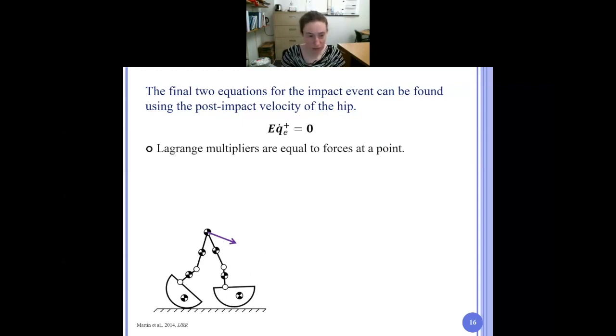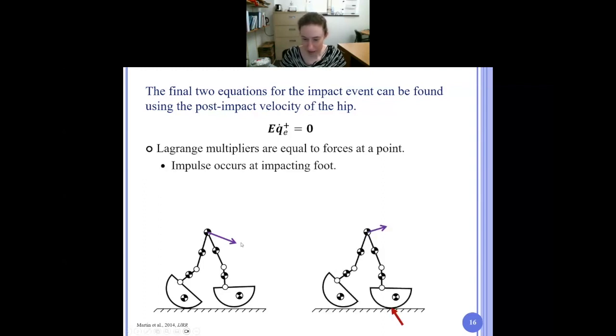So just before impact, the back foot is in contact with the ground, and the center of mass velocity is down and to the right. Then just after impact, we've had an impulsive force acting on the front foot because the front foot slams into the ground. And then the hip velocity is up and to the right.